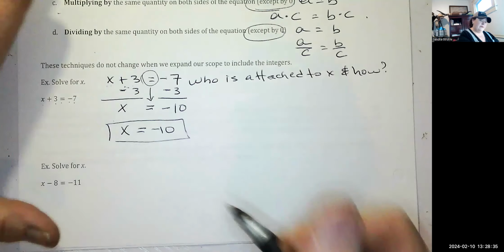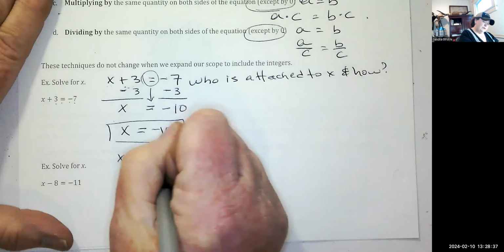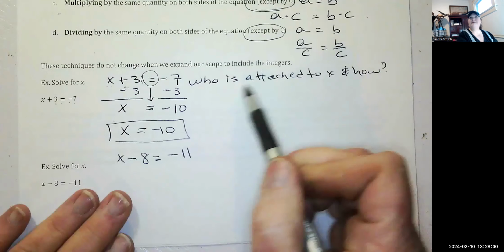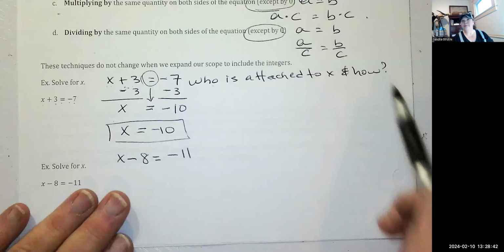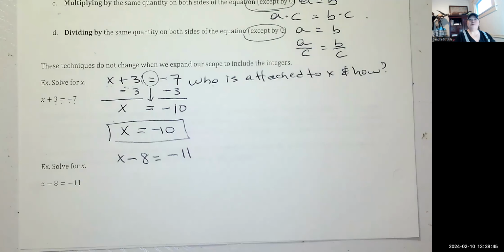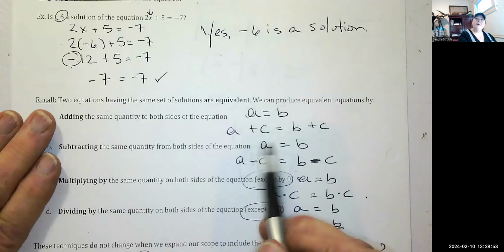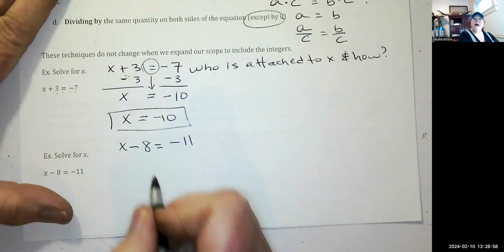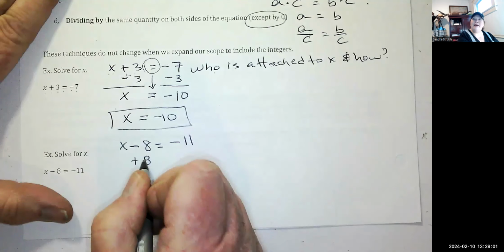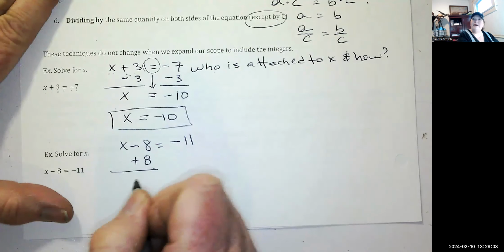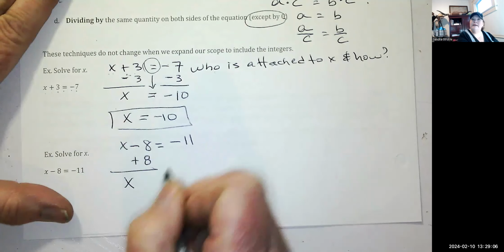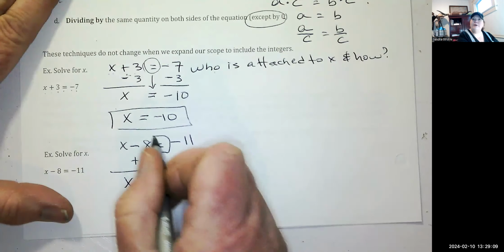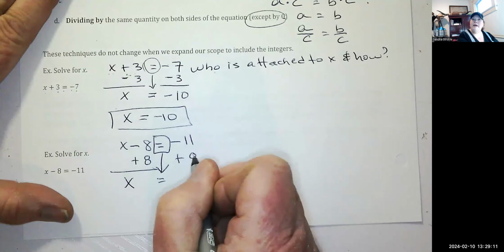Solve for X. So we have X minus 8 is equal to -11. Coming back up here, who is attached to X and how? 8 is attached to X by subtraction. All right, so what's the opposite of subtraction? Addition. And I learned up here that I can add the same number to both sides and maintain that equality. So I can add 8 because that's what I have to do to make sure it goes away, and I'm only left with an X on one side. But what I do to one side, because of this little guy, I have to do to the other side.